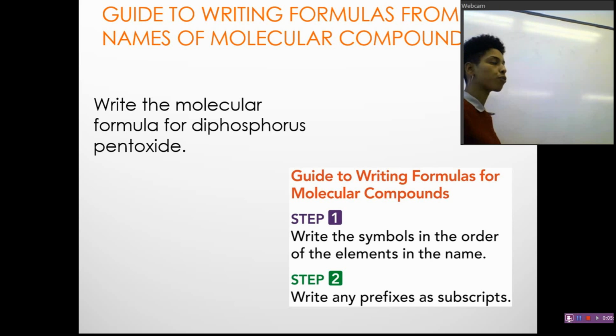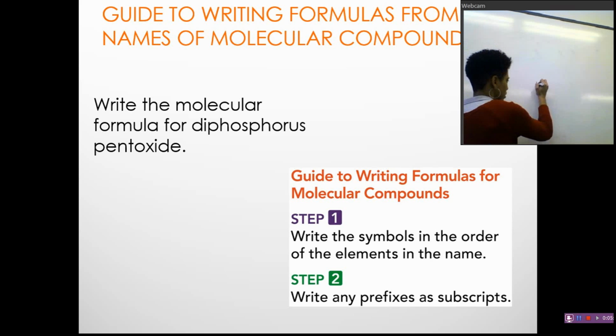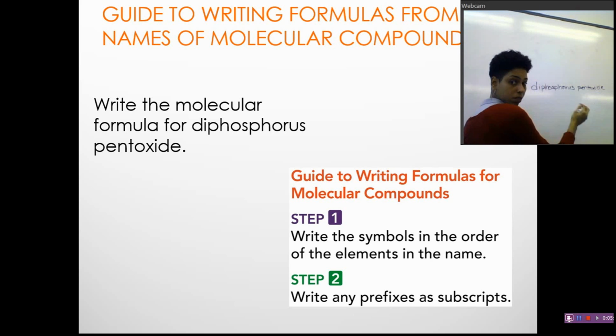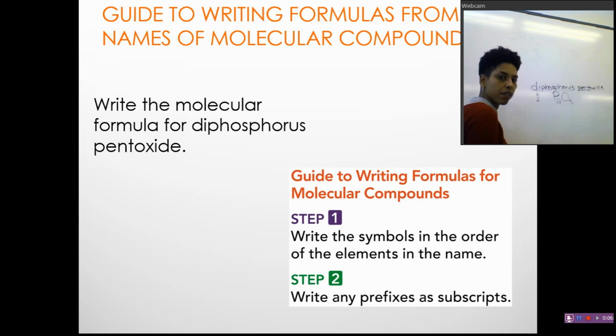Let's write the molecular formula for diphosphorus pentoxide. Phosphorus has the symbol P, and di tells us that we have two of those. In pentoxide, oxide stands for oxygen, and pent is 5. So P2O5 is going to be the formula for diphosphorus pentoxide.